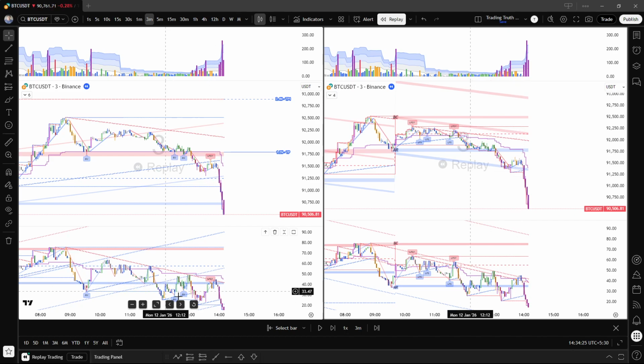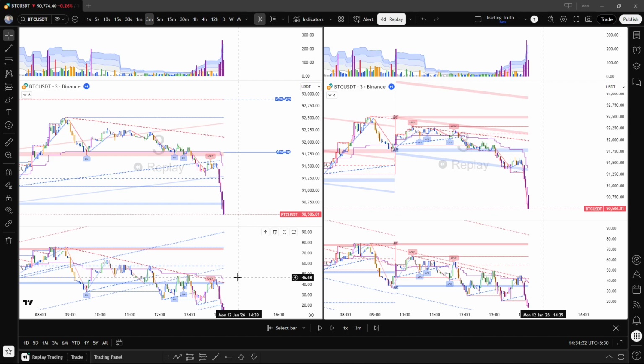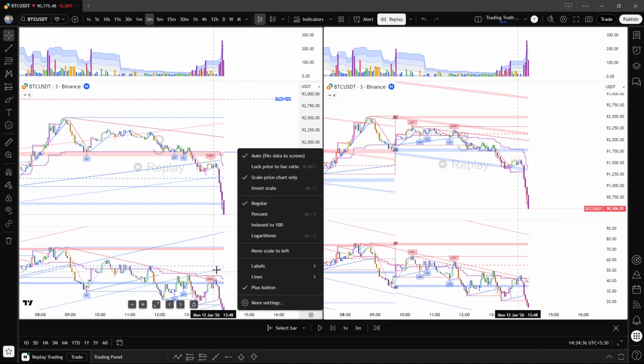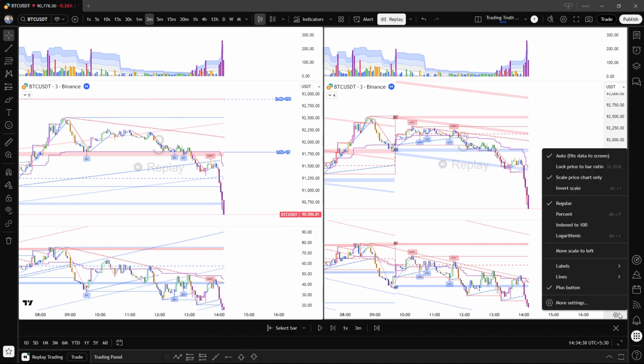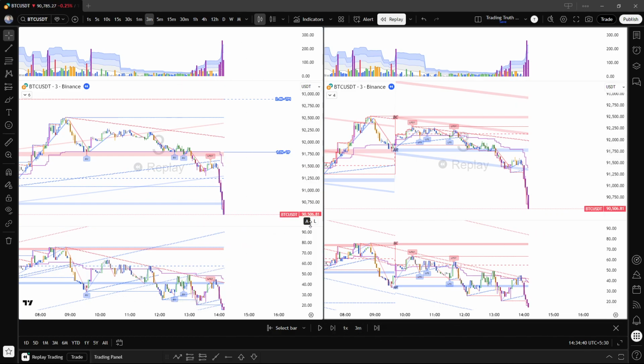LPSY, and you can see it's making lower, it's closing below the 40. That's a very strong short trade to take. All right.